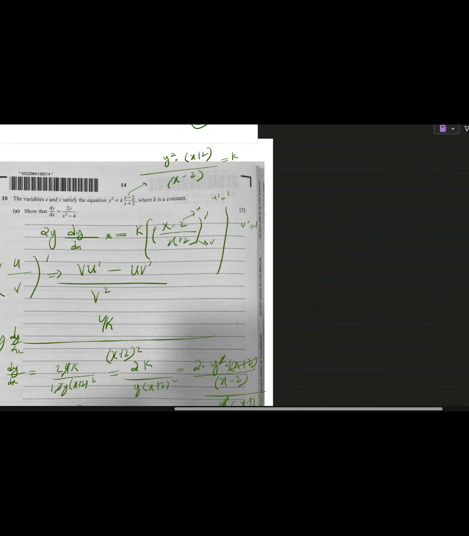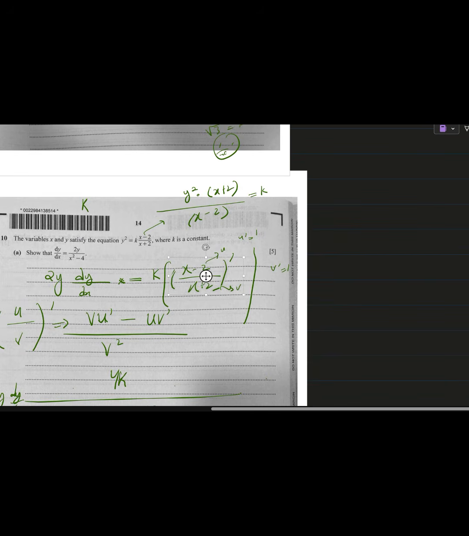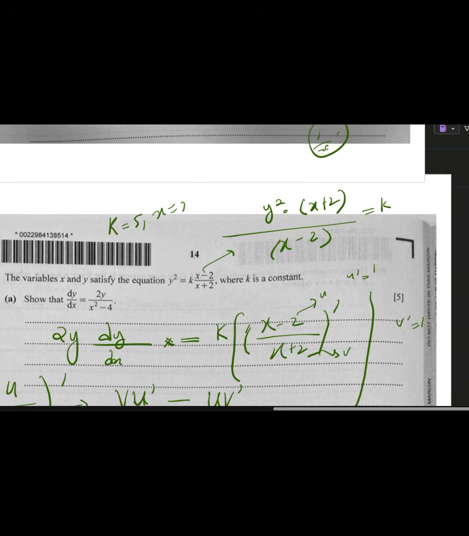Moving on to the second part. Given that k is equal to 5, find the angle between the tangents to the curve when x equals 3. So k is equal to 5, x equals 3, we can figure out the values of y. So we can substitute k equals 5 and x equals 3. So if we do that here, y squared will be equal to, 3 minus 2 would be 1, and 3 plus 2 would be 5.